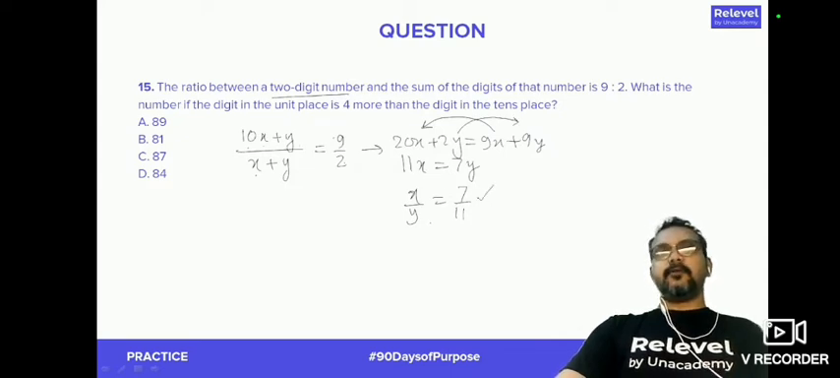Now this is not possible because y cannot be a two-digit number. Y has to be a single digit, right? It's a two-digit number after all. Such a number is actually not possible.